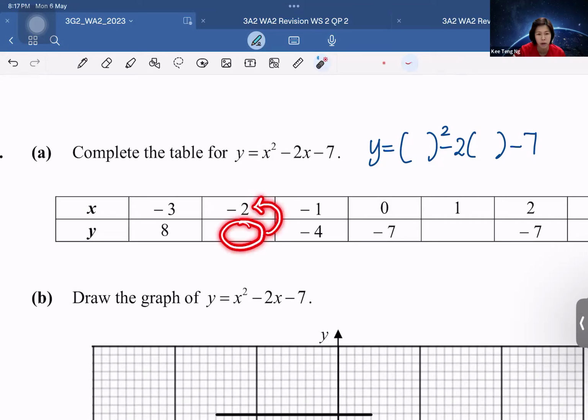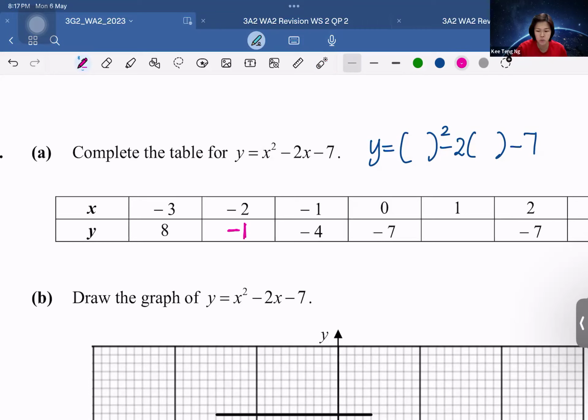First part, I want to find the answer over here. To find this answer, my x value is -2. So I put -2 inside my equation and calculate this. Bracket -2, remember to bracket the whole thing and square. Without the bracket, your answer may be different. So just put the brackets. And I key everything, I got my answer to be -1.